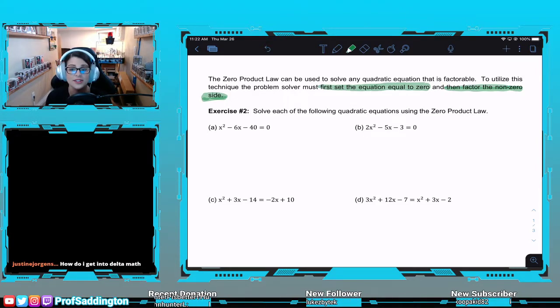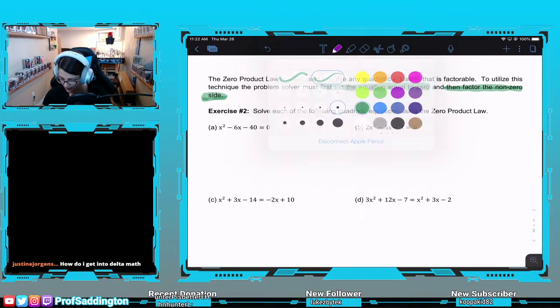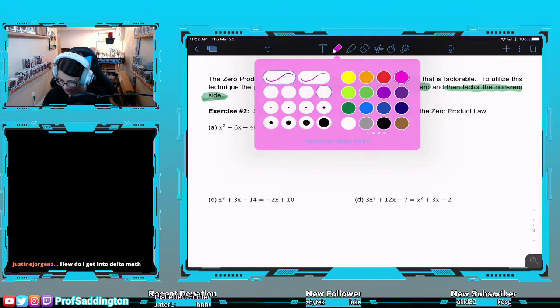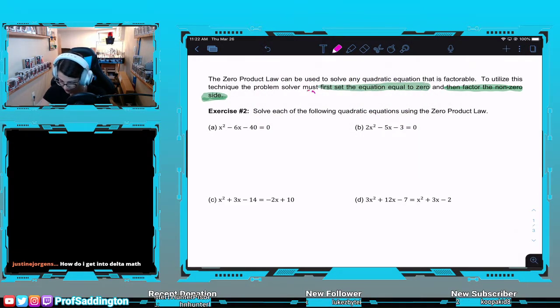This highlighter's sketchy. That's okay. So I'm not going to do all of these. I'm just going to do a couple of them. So if you're writing this down, I'll give you a second. So step 1, set it equal to 0. Step 2, factor. And then, of course, we solve just like we did up top. So I'm just adding in an extra step or 2 here.